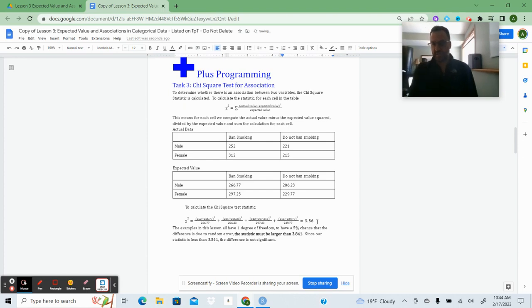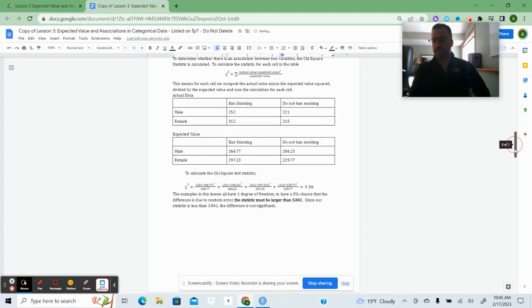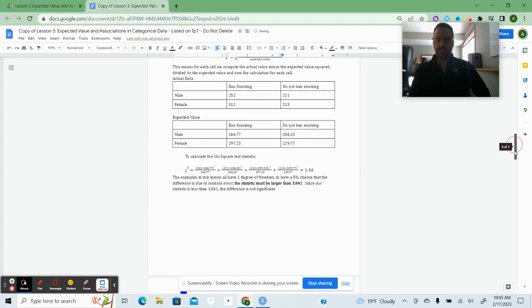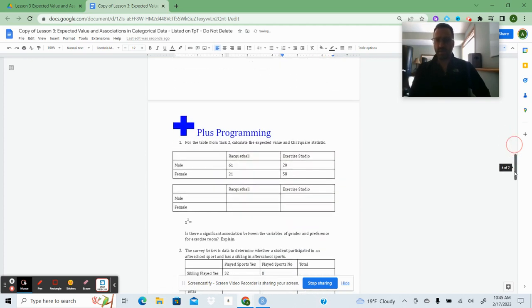Now, to be significant, you have to be larger than 3.841. So since our chi-squared statistic is not larger than 3.841, the data is not significantly different, which means males and females do not have a significant association of wanting to ban smoking or not. It's a very strong association, but it's not significant. And we'll talk about that a little bit later.